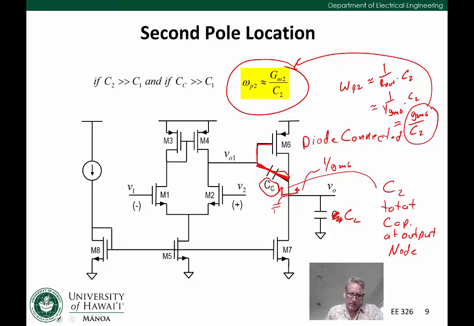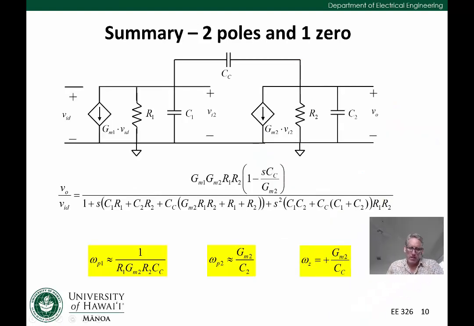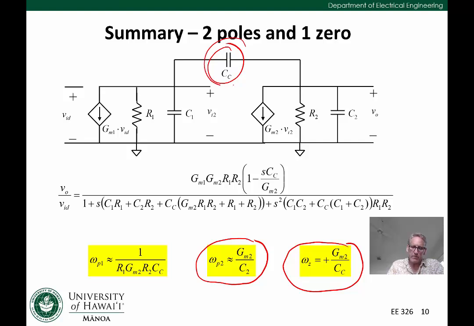Okay, so in summary here, in terms of the poles and zeros, we have a dominant pole, omega P1, which is 1 over R1 times this Miller multiplied version of CC. We have a second pole, omega P2, at the output. And this happens because CC shorts, and we start to see a diode connected device at the output. So we have a low impedance at the output node. And finally, we have a zero at GM2 over CC, and that zero is really caused by this compensation capacitor. And again, it's important to note that this is a right half plane zero.